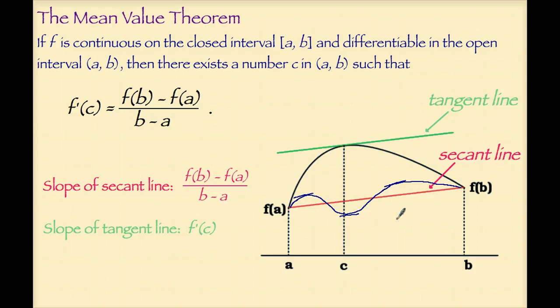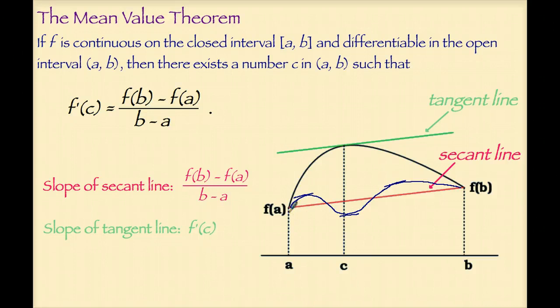Now I want to mention that Rolle's theorem is a special case of the mean value theorem. Think about what we're asking to happen in Rolle's theorem. We want f of A to equal f of B. Well, if those function values were the same, the secant line connecting them would have a slope of 0.